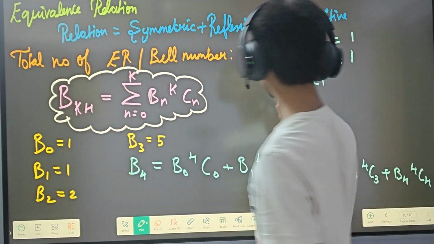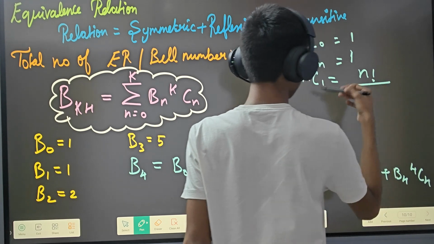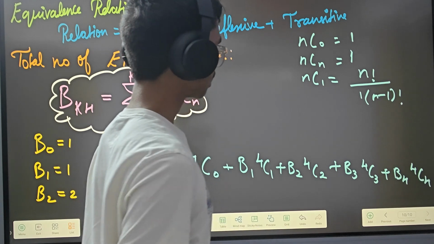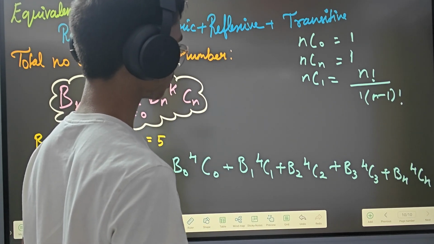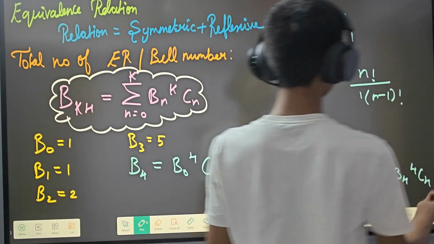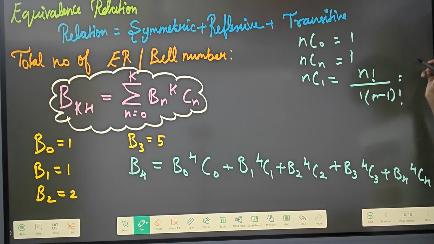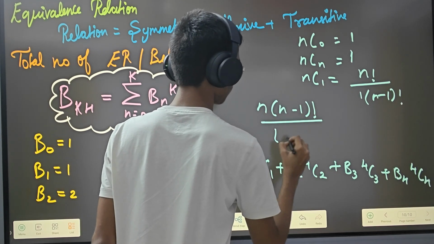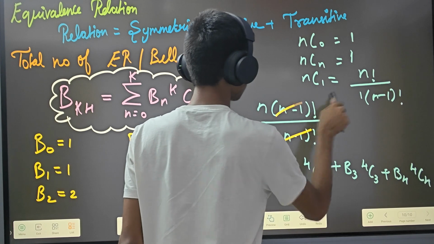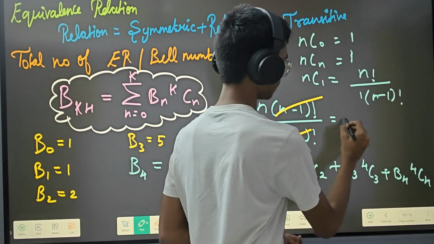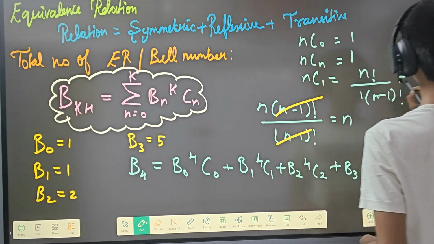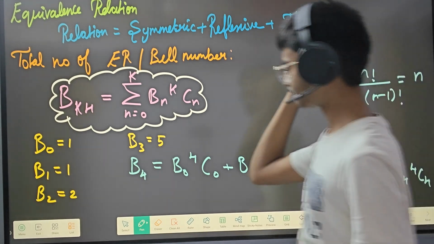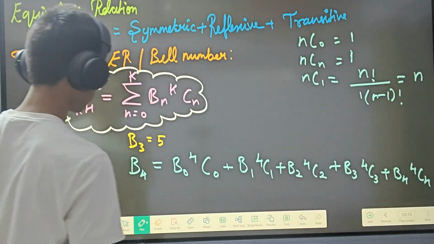Okay, so next is nC1, which is equal to n factorial whole divided by r, which is 1, into (n minus 1) the whole factorial. So how can you write this? This n factorial can be written as n into (n minus 1) the whole factorial, divided by (n minus 1) the whole factorial. So this term and this term can be cancelled out, which is equal to n. So you have got n. These three are very important.